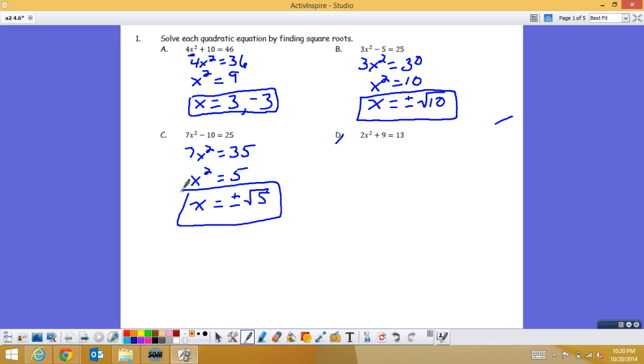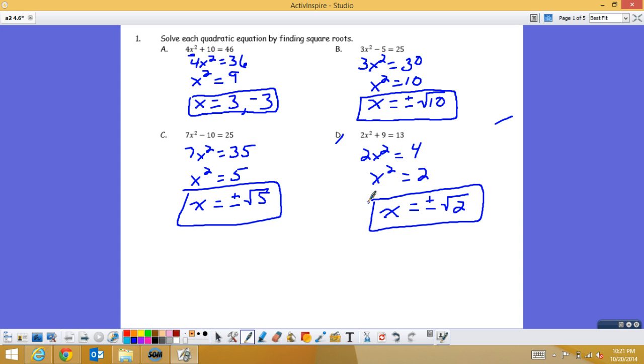And finally, the last one, getting the x squared by itself, we have 2x squared. When we subtract 9 from both sides, we get 2x squared is equal to 4. And then when we divide by 2, x squared then is equal to 2. And again, there are two numbers that we square to get 2. One of them is positive, the other one is negative. And the exact values are plus or minus the square root of 2.